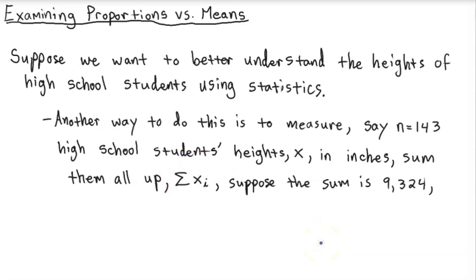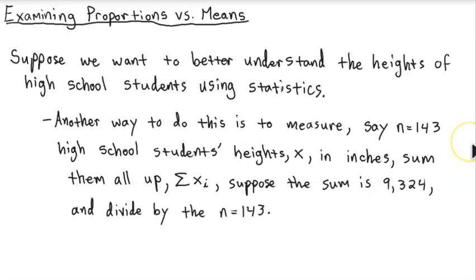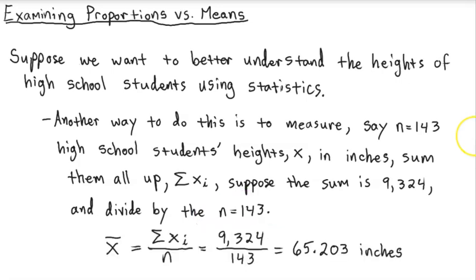This symbol means a sum. We sum up all of the measures. Suppose that when we add up the heights of all 143 students, the sum is 9,324. And then we divide by N equals 143. You already know about this. This is an average, but we call it a mean. You add up all of the students' heights and then divide by how many students you measured. And we call this X bar, or the sample mean.